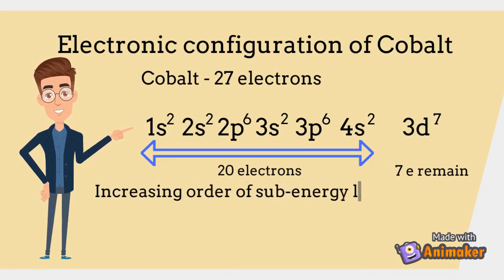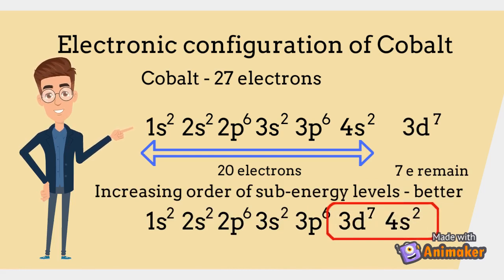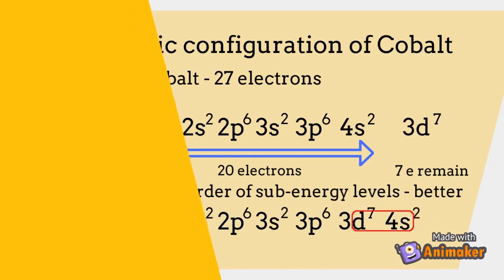Although the electrons are filled like this, it is best to write them in ascending order of their energy levels, like this. Write 3d7 before 4s2. Later, this will be important when writing ionic configurations.